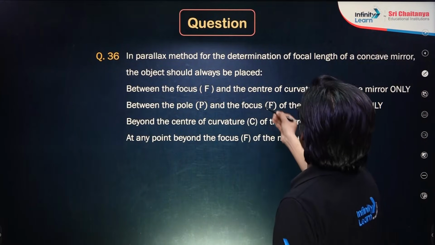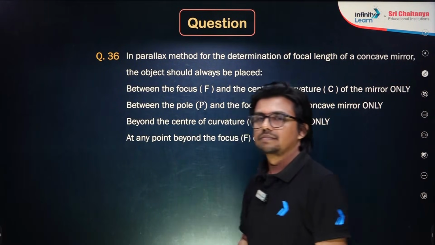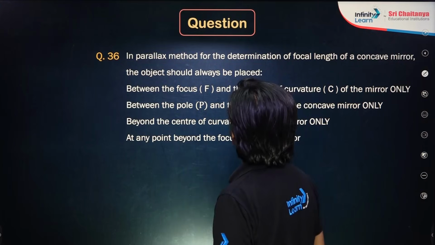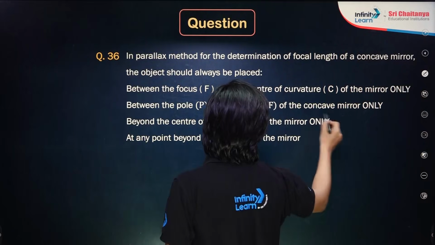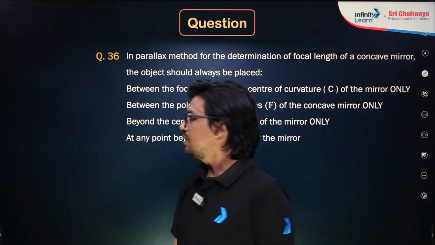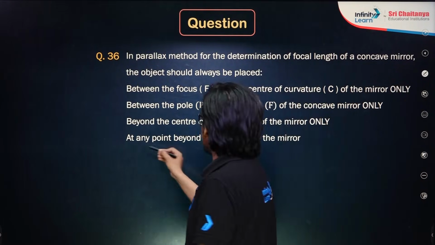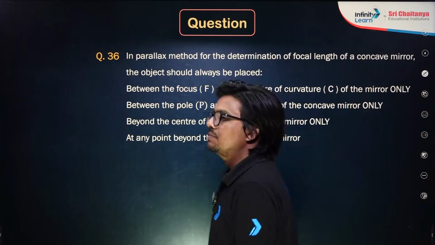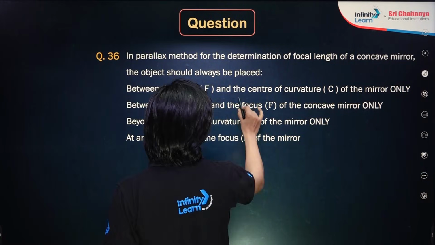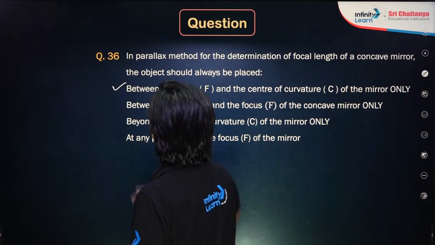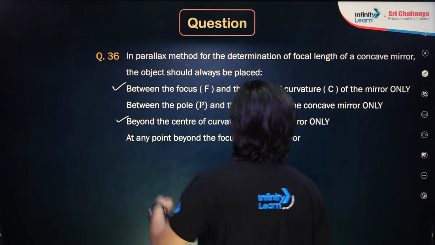Question 36. In the parallax method, for the determination of focal length of a concave mirror, the object should always be placed: between focus and the center of curvature of the mirror only; between the pole and the focus of the concave mirror only; beyond the center of curvature of the mirror only; or at any point beyond the focus of the mirror. Between the focus f and the center of curvature, this can be true. Beyond the center of curvature of the mirror, this can also be true. There are 2 correct options here.